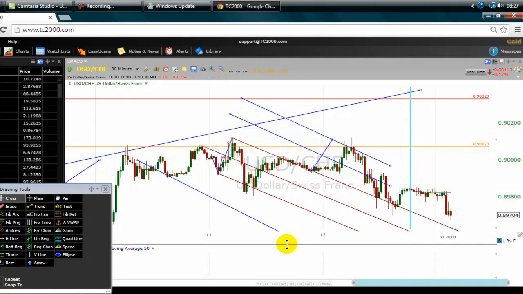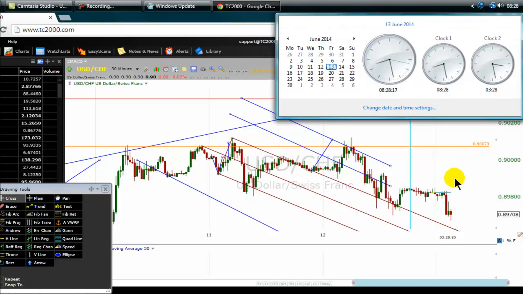The 11th, in fact, was the 11th. I was saying yesterday that it's the 12th, it's not the 12th. We took the trade here, okay, on the 11th of June 2014. And yesterday was the 12th of June, and today is the 13th of June, okay? So the time in London now is 28 minutes past 8 a.m. London opens at 8 a.m. London time, so it's 28 minutes since London opened.